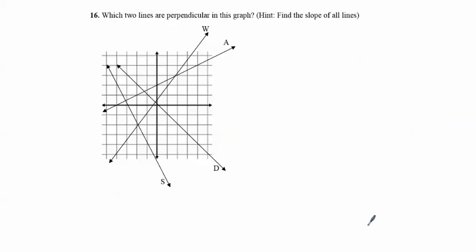Here they're asking which two lines are perpendicular in this graph. So we need to find the slope of all the lines. So really what they're asking you to do is find the slope of each one of the given lines. To find the slope of line A, pick two good points on line A that you can see exactly where they intersect, and you do the slope triangle. Rise over run. The slope of line A, I can see that the rise is a positive 2, and the run is a positive 1, 2, 3, 4. Positive 4, and I can simplify that to 1/2.